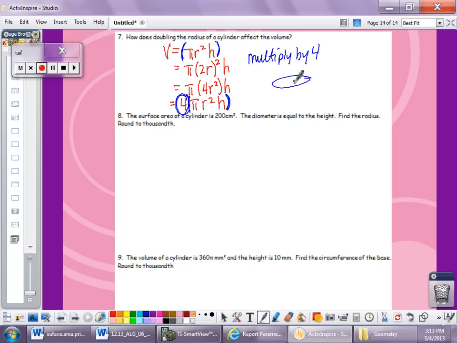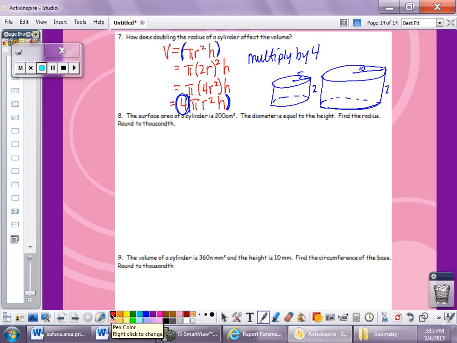For example, it might be 5 and 2, and then you double the radius, so that would give you 10 for the radius, it doubles, and the height still stays at 2. And you could find those volumes on your own and compare them.